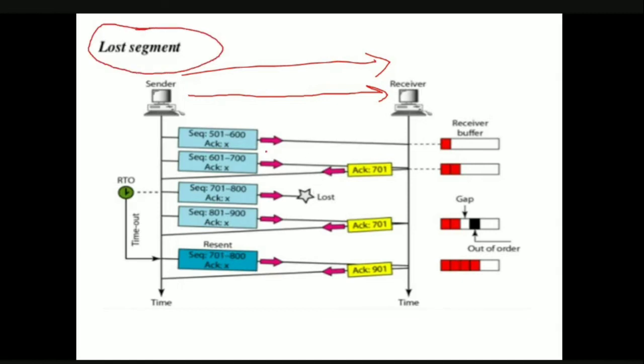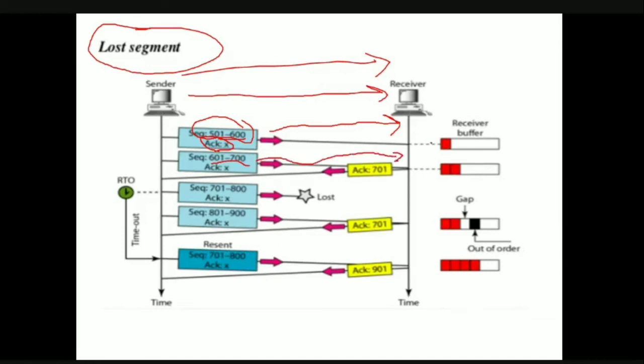Initially the sender is sending the segments with sequence numbers 501 to 600. It is sending acknowledgement X. Why we mention this as X: we are not concerned with the sender sending the acknowledgement for the receiver. We are only dealing with this thing in our discussion. Now information from 501 to 600 is received by the receiver, and the second time it is sending 601 to 700.